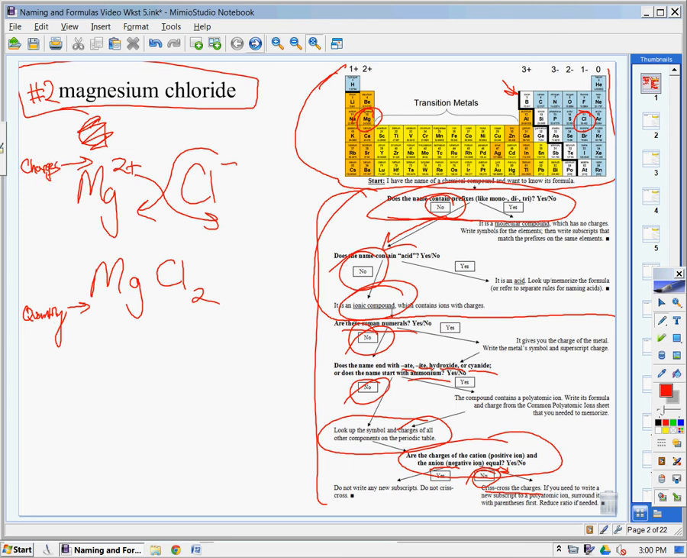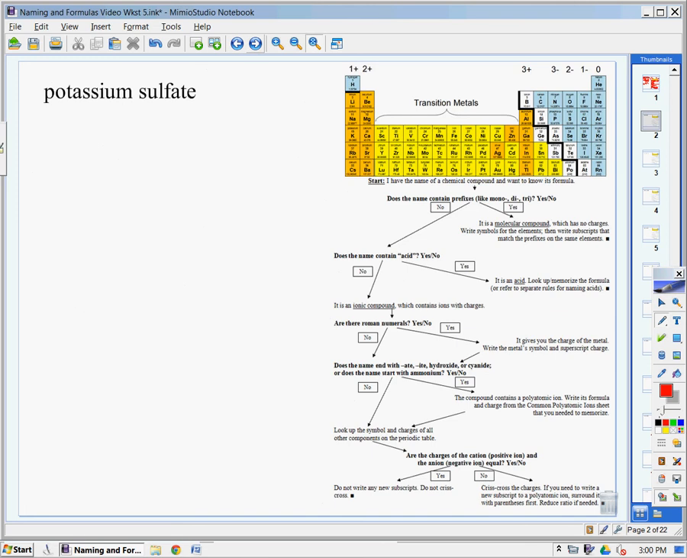All right, let's go to the next one. This is number 4. Potassium sulfate. Let's follow our flow chart. No prefixes. It's not an acid, so therefore it's ionic. You might want to put that in your little chart as you're asked what kind of compound it is. It's ionic. Are there Roman numerals? No. Does the name end with -ate or hydroxide? Yes, in fact, the name ends with -ate. So that means the compound contains a polyatomic ion, which you need to know or look up. Sulfate is on our polyatomic ions chart. It's SO4 2 minus.